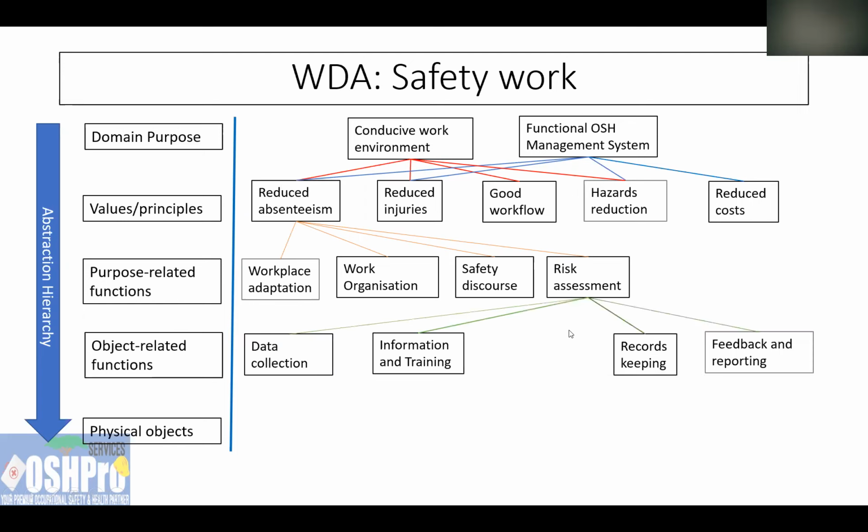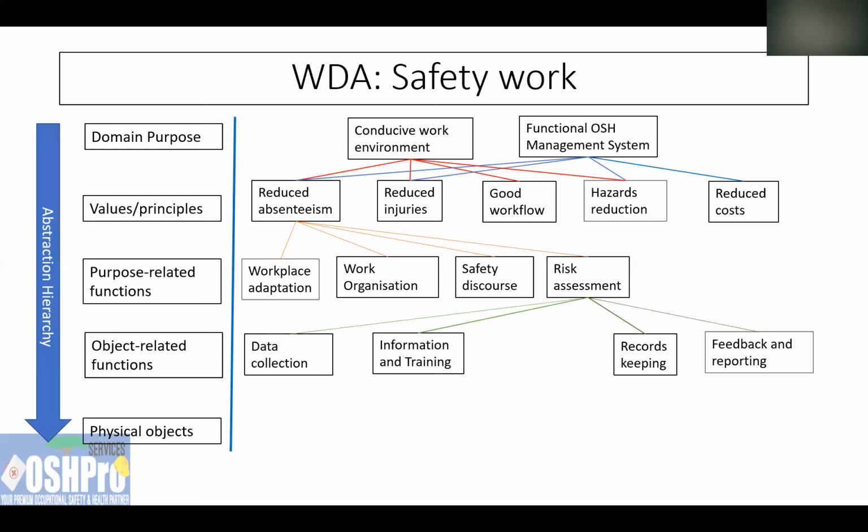Let's take risk assessment. You can take any of these, because you have to do it for each one. What do we need to do a risk assessment? We have to collect data. We have to know the place we are going to do a risk assessment for. You cannot do a risk assessment without knowing the place. So we have to collect data. We need a lot of information, and we need training.